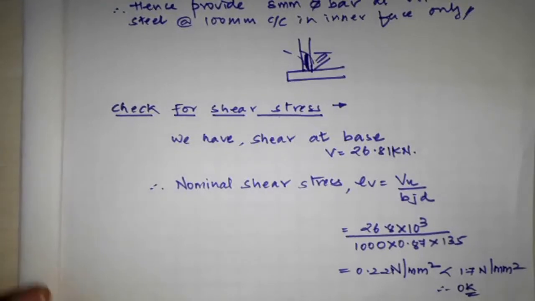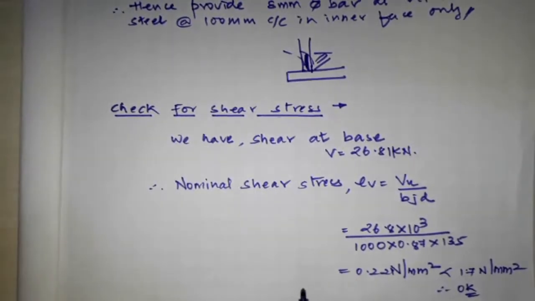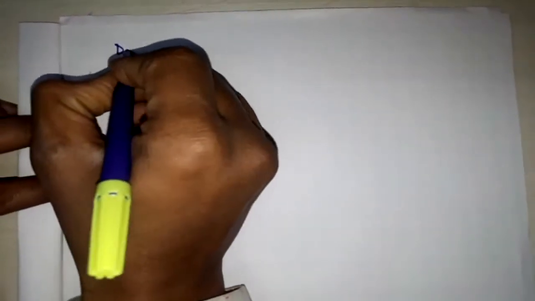Okay, so next we'll have design of base slab. We have finished with the design of vertical walls, that is the circular walls. We have designed for cantilever action, and we have designed for hoop tension also, and we have checked for shear stress. So in all the conditions we got safe. Now we have to design for base slab.